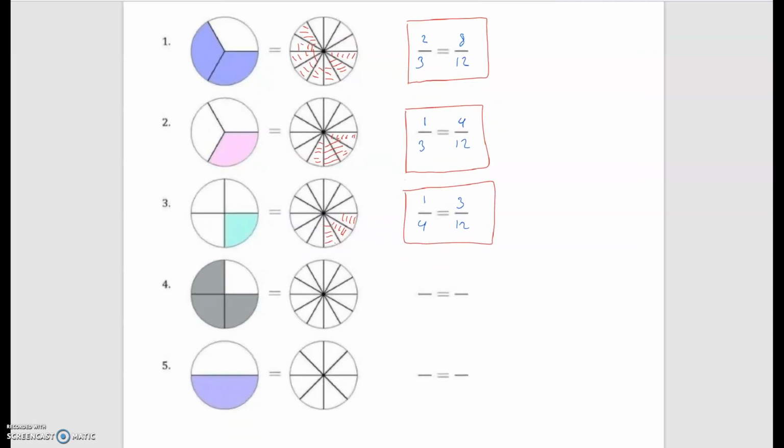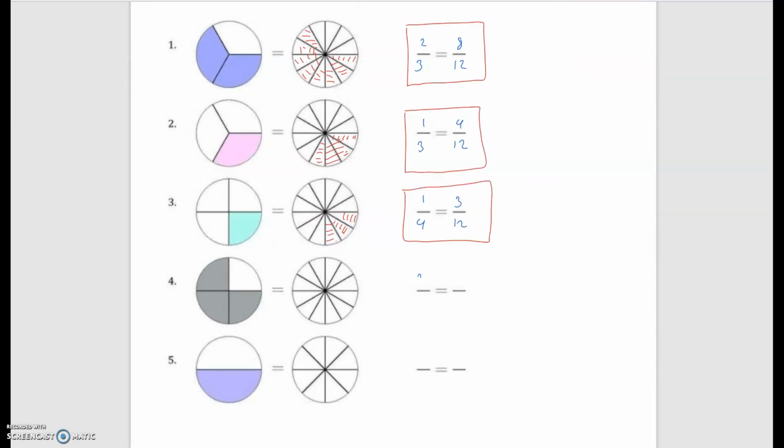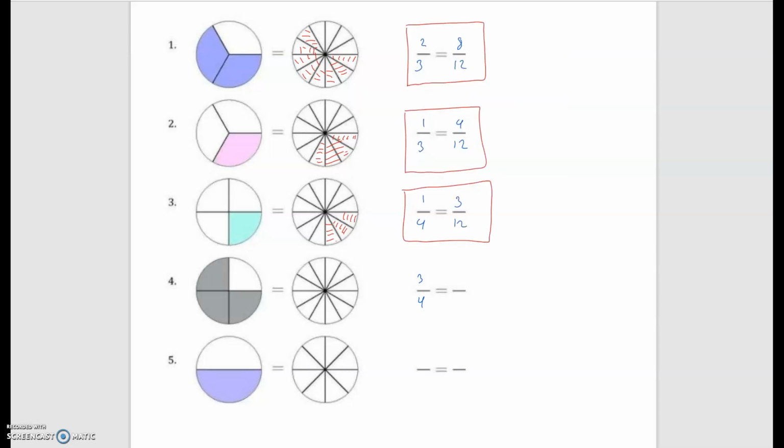Okay, let's take a look at problem 4. And problem 4 deals with 3/4. And as we do the shading, well, we're going to be shading all of these pieces. And in terms of 12s, let me count them. We're going to end up with 1, 2, 3, 4, 5, 6, 7, 8, 9. 9 of these pieces.